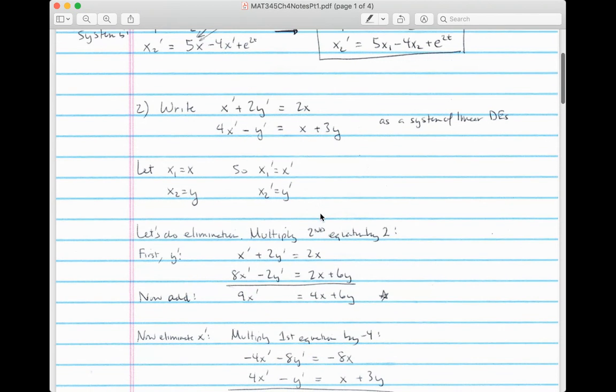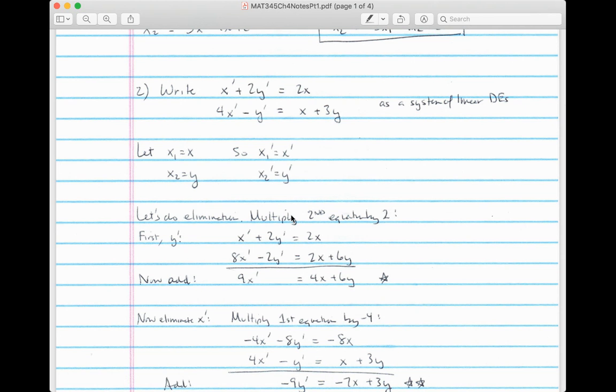In the second example, we have two equations in two variables: x prime plus 2y prime equals 2x, and 4x prime minus y prime equals x plus 3y. I want to write this as a system of linear differential equations. Essentially we're going to play a game of elimination, two different eliminations here. To be consistent with the notation of the text, let's rename x as x1 and y as x2. Therefore x1 prime will be x prime and x2 prime will be y prime.